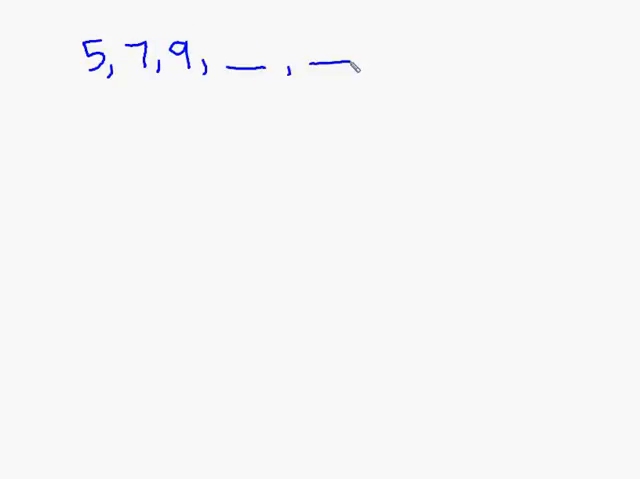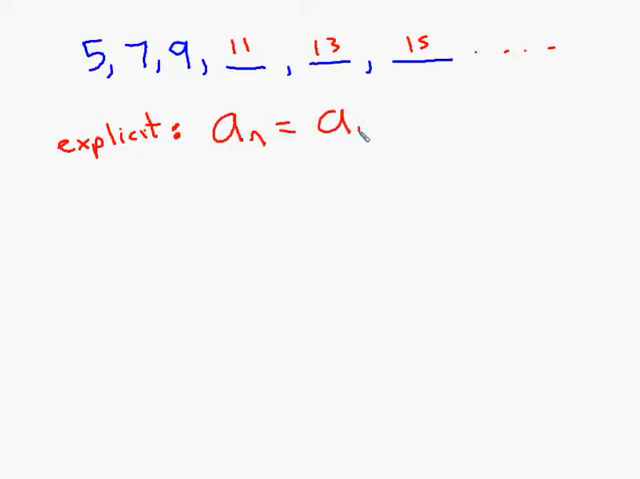All right, what comes next? 11, 13, 15, and so on and so forth. Now, if I wanted an explicit formula, that's going to be a sub n equals a sub 1, and then plus my pattern, whatever that is. Well, what's my first term? See, this 1 means the first term. So what's my first term? 5.